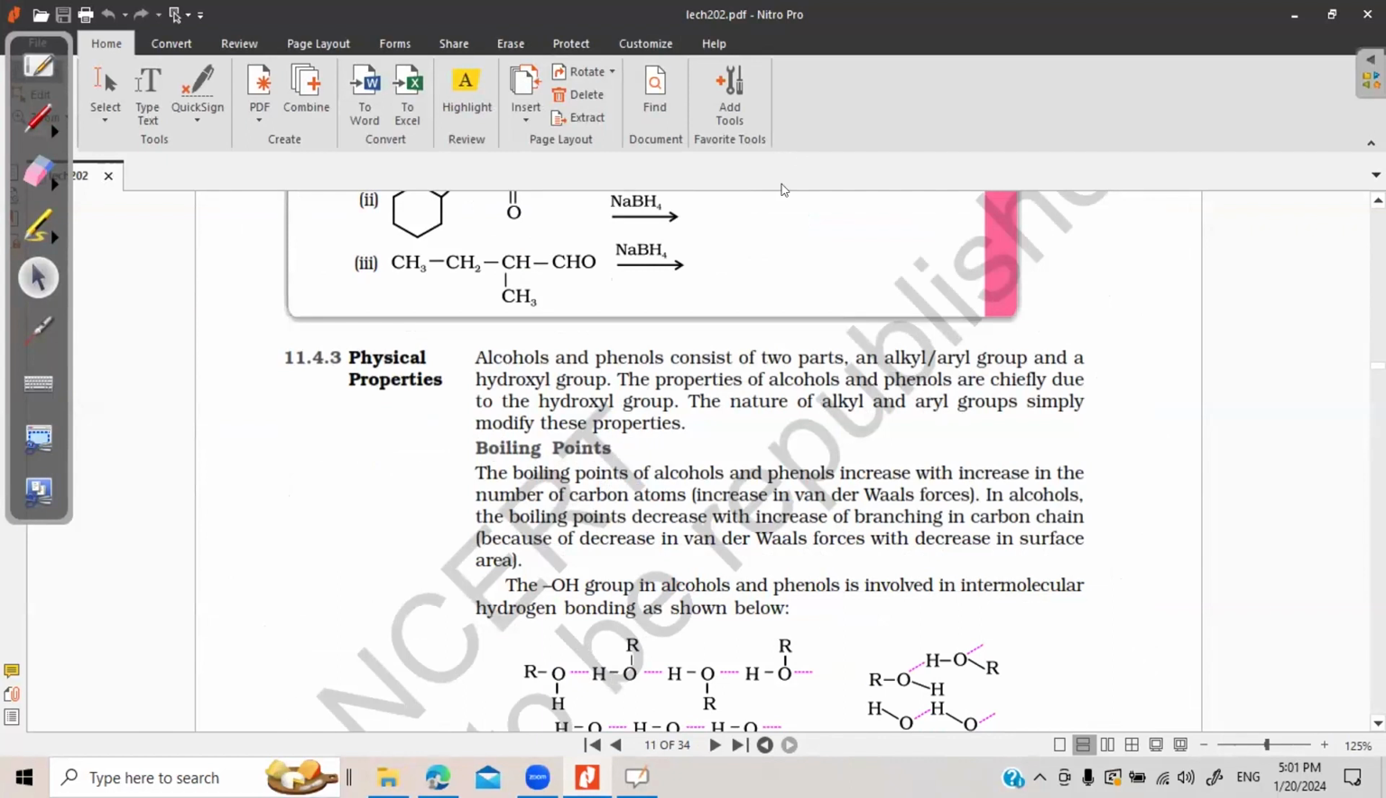In the last class, we studied the chemical properties of alcohol, preparation of alcohol, and preparations for phenols. We have studied the types of alcohols: primary, secondary, tertiary. Now let us start with the physical properties of the phenol, and then we will study the chemical properties of the phenol.